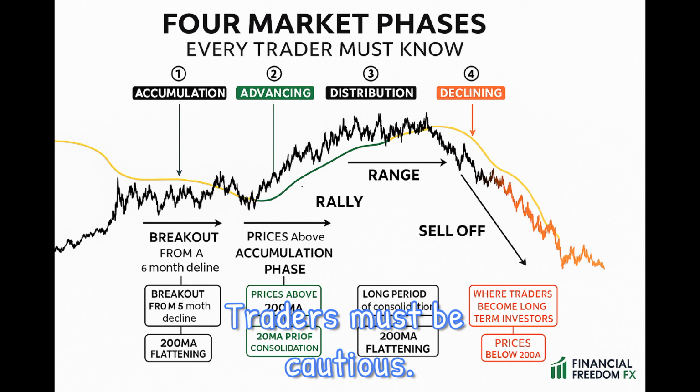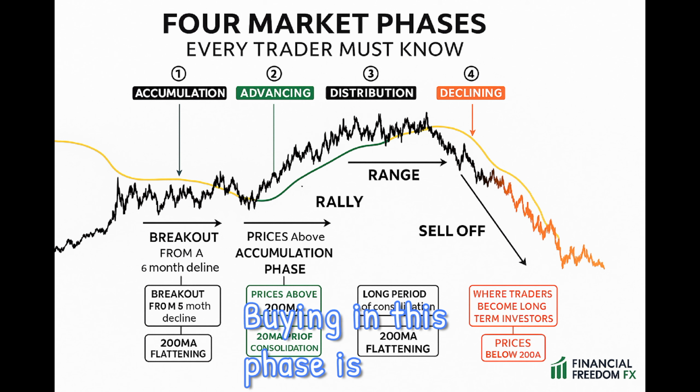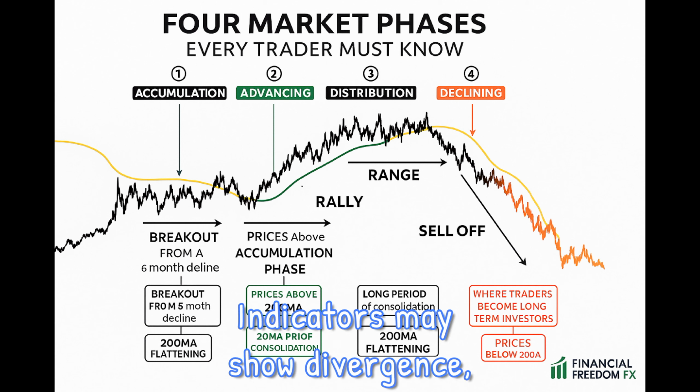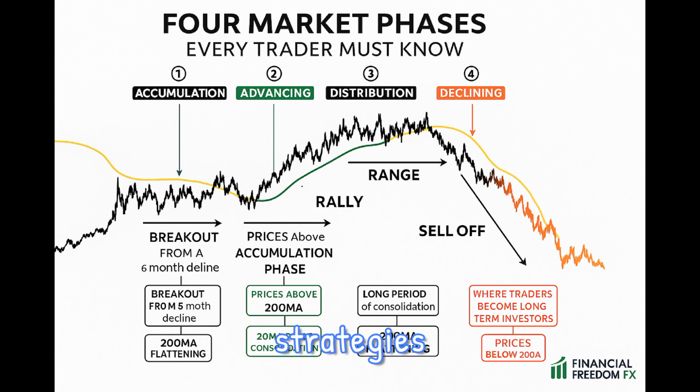Traders must be cautious. Buying in this phase is risky. Many traders mistake this for a continuation, but the energy is already dying. Indicators may show divergence, and range trading strategies work better than breakout trades here.